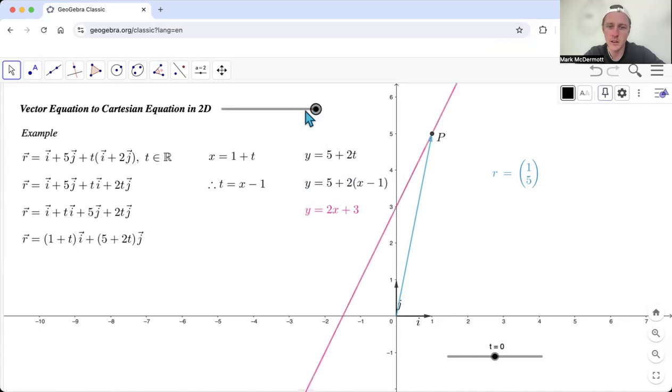And lo and behold, if we graph this line here, this pink line is y equals 2x plus 3. If you think back to linear relations, it's got a y-intercept of 3 and a gradient of 2. You can see that the point P very neatly travels out points on the line 2x plus 3. So that is how we convert between a vector equation and a Cartesian equation in 2 dimensions. What we'll talk about later is when you have to do it in 3 dimensions, which is a fair bit more challenging. Hopefully that made some sense and you found that useful, and good luck with all your studies.